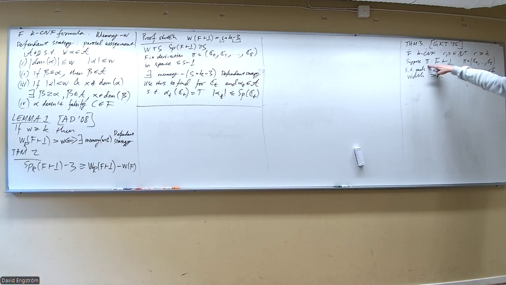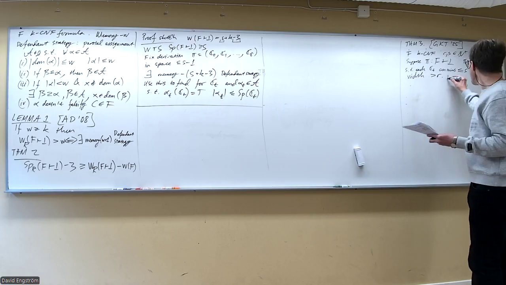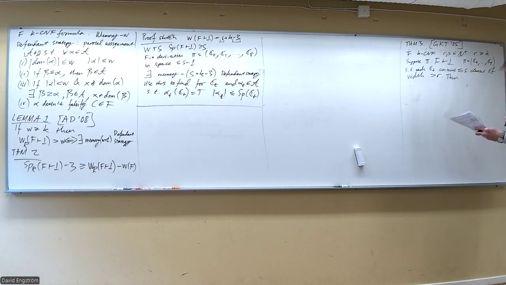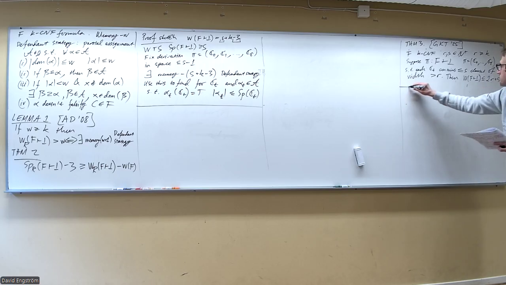Suppose there is a configuration-style resolution refutation where I look at how many clauses have width strictly larger than R, and I'll call them R-wide or just wide. And let's say that I guarantee to you that in any configuration there are at most S such noticeably wide clauses. Then it holds that the width of refuting F is at most 2R plus S.